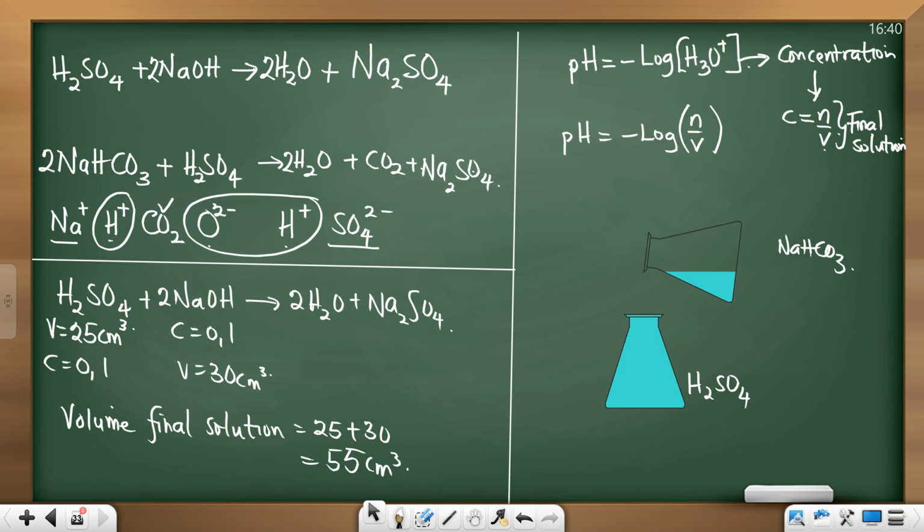So remember, please focus on what the examiner wants. The examiner says the final solution. When I say concentration, I'm talking about the final solution. There are two things to deal with here: number of moles and volume. Are you okay with the volume of the final solution now? Volume of the final solution is 55. Here is the main problem. If we can get over this problem, we are done with this question.